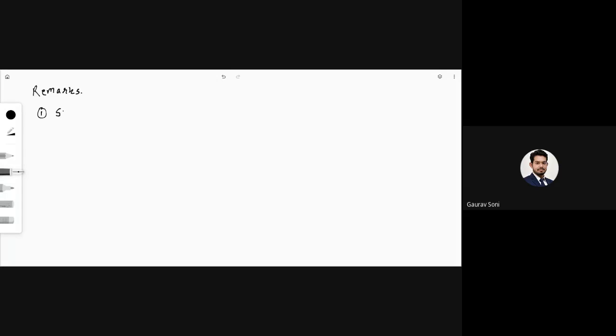Vector triple product. A bar cross B bar cross C bar is equal to A bar dot C bar times B bar, minus A bar dot B bar times C bar.